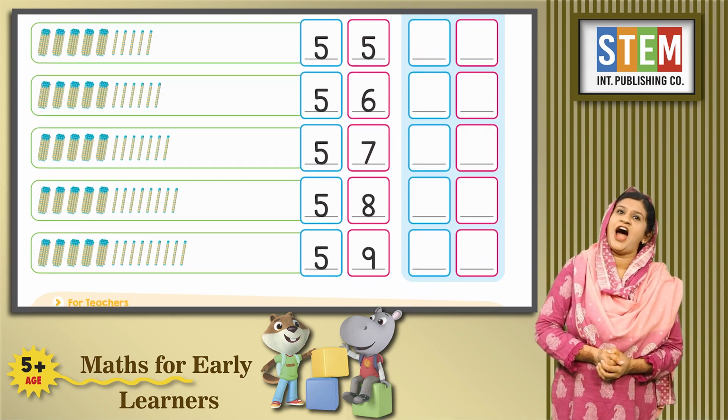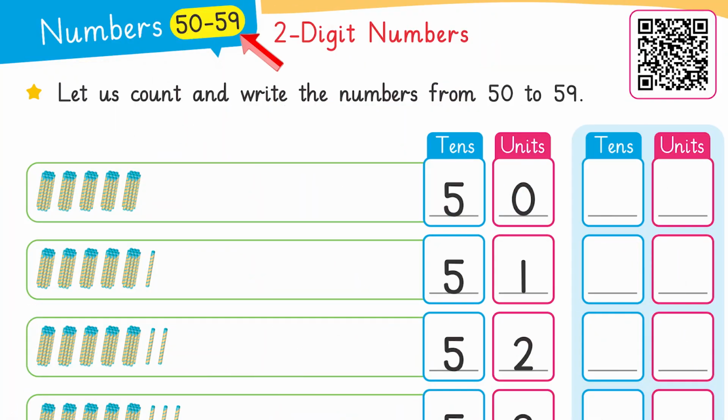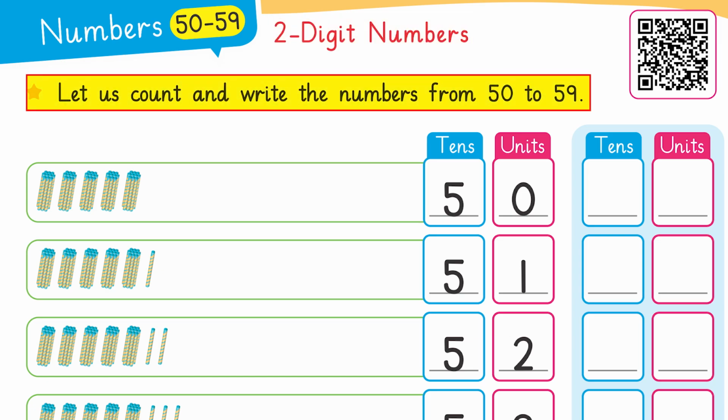Okay, so the first page is numbers from 50 to 59. They are two-digit numbers because इनमें दो numbers हैं. So let us count and write the numbers from 50 to 59. And don't forget to count in tens and units.